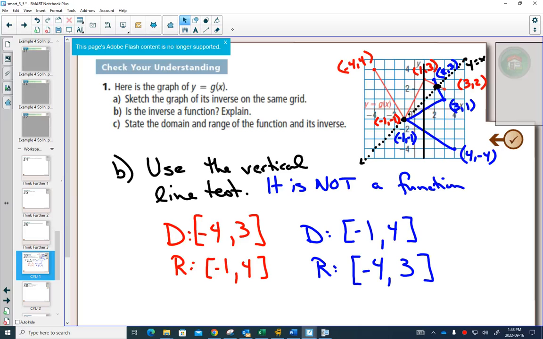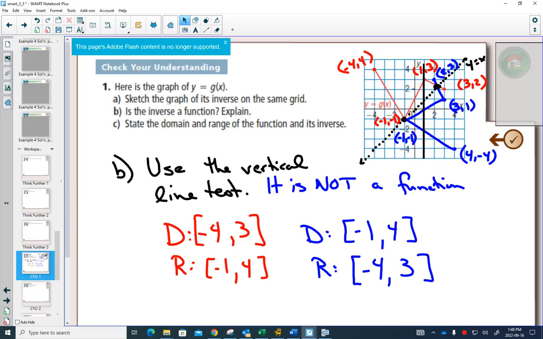Does it make sense they switched? Well, all the way through, the key thing with the inverse has been switch x and y. If x is your domain and you switched it, does it make sense that it becomes your range? And if range are your y values and you switch them to x values, does it make sense that it becomes your domain?